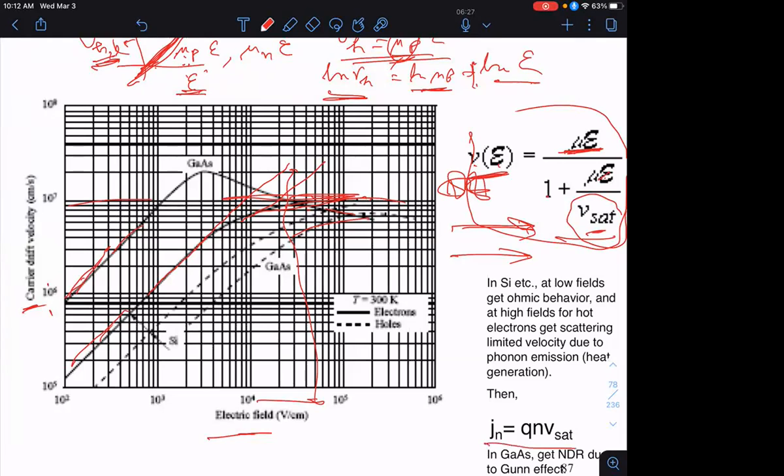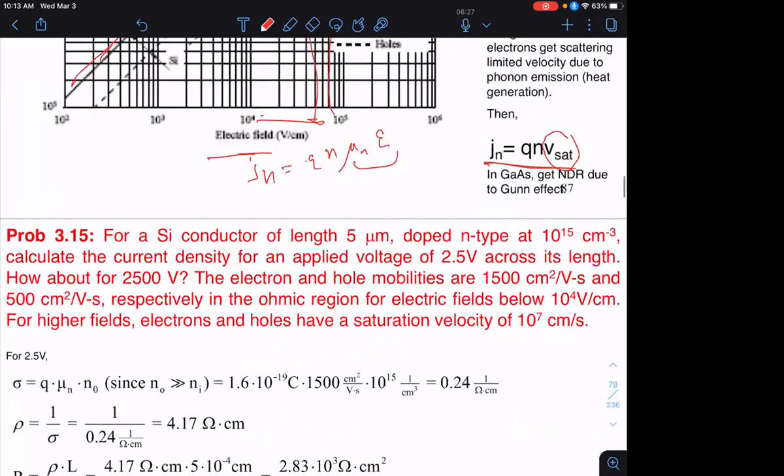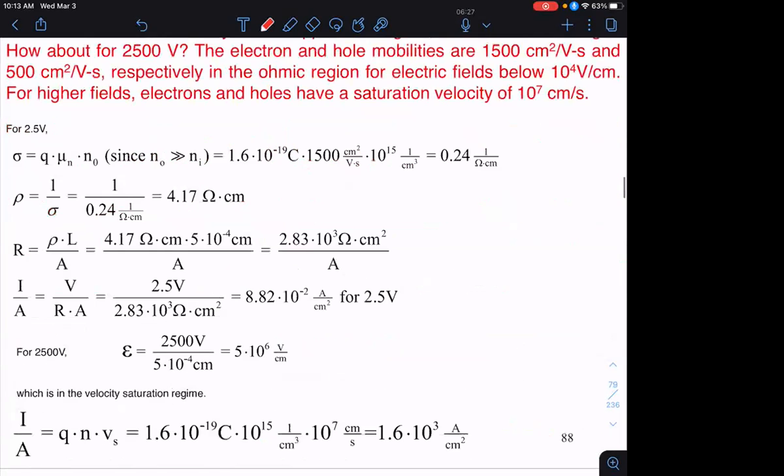Under those conditions then, so if I'm operating at a high field like this, above the saturation electric field, the current is no longer given by, so J for the electrons, we saw previously was given by q n mu n times electric field, but now mu n times electric field has to be replaced by the saturation velocity. Okay, so you can expect problems of this type.